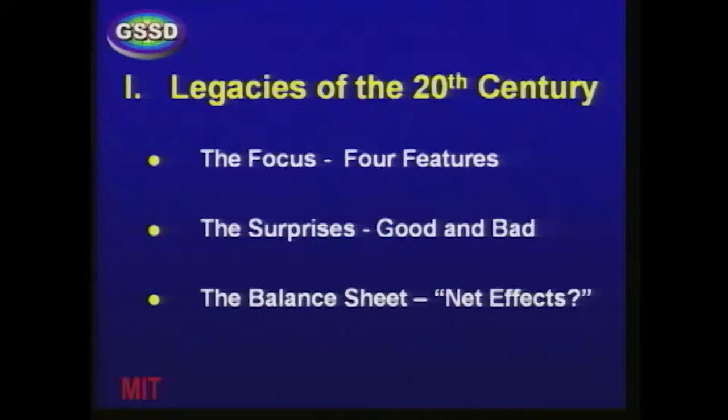On the legacies, I have chosen to focus on four core ones, and then look at some of the surprises, the good news, the bad news, and the unexpected, from which I will propose the balance sheet. What do we have? What do we get out of this? What are the net effects?